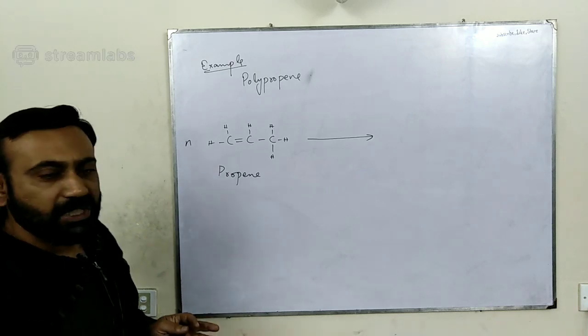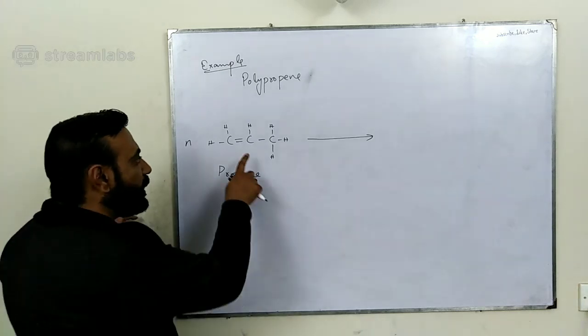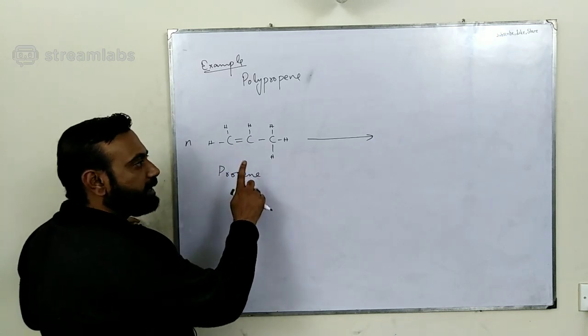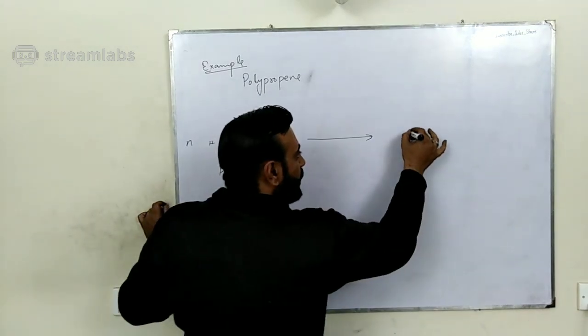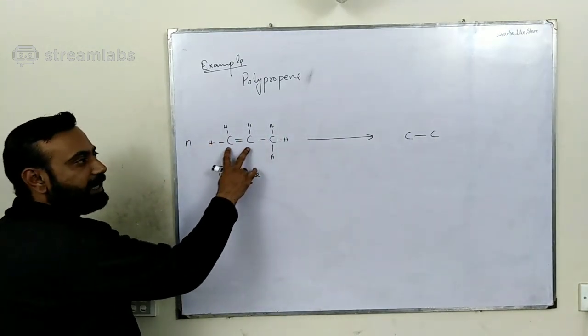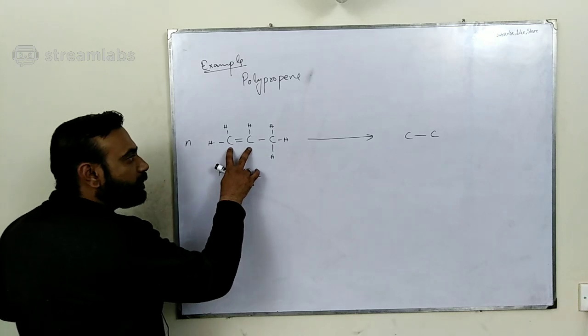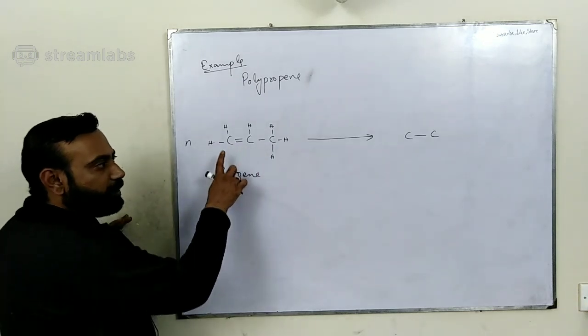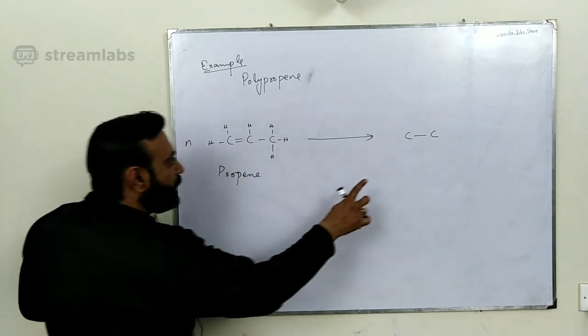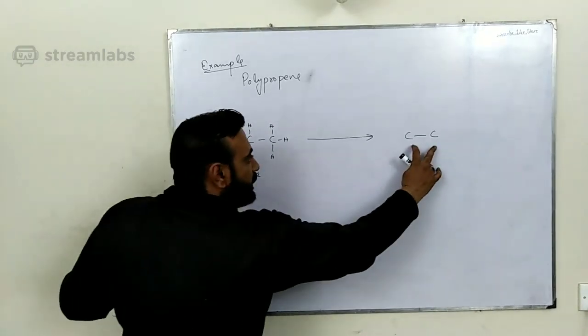So those many propene molecules are going to link up together by an addition reaction. And how does addition reaction take place? One of these two bonds, out of the double bond, is going to be broken and there would be single bonds between these carbon atoms now. First we have to break one of these two bonds. The remaining bond will be a single bond between these two carbon atoms.